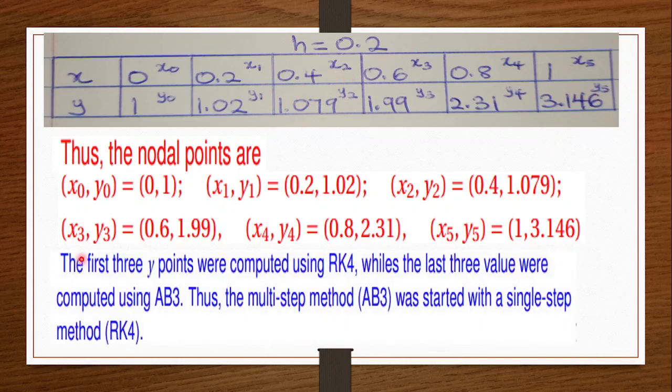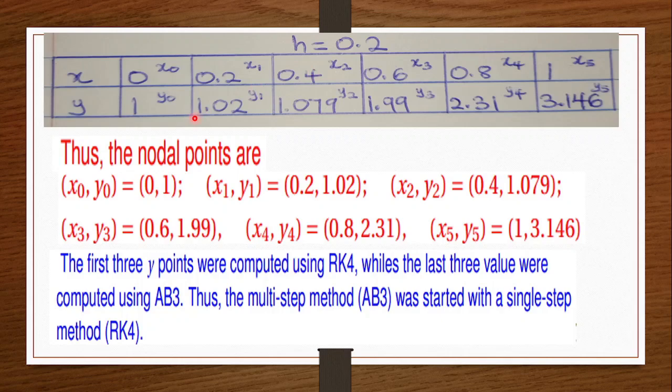So again, the first three y points were computed using the Runge-Kutta fourth order. So this value is 1, 2, 3. These three values I used the Runge-Kutta method. So you can go to my previous video and see how I found this. So we took it from the Runge-Kutta fourth order method, right? And then we continue to find the last three values using the Adams-Bashforth, which is a multiple step method. So the Runge-Kutta method is a single step. Then the Bashforth is a multiple step.